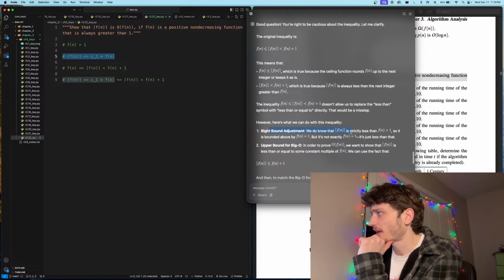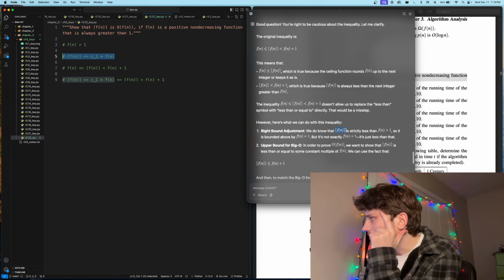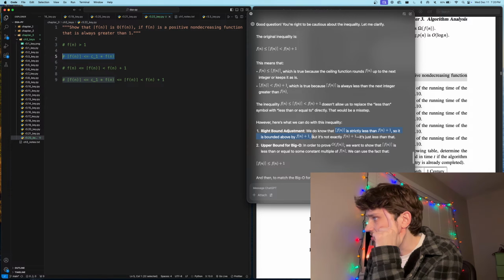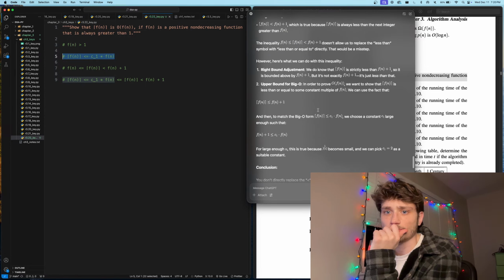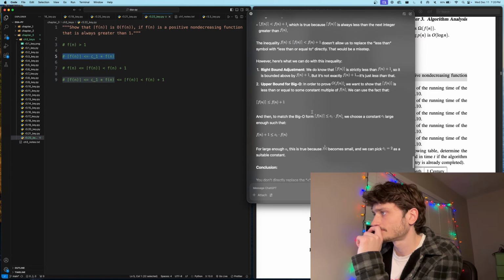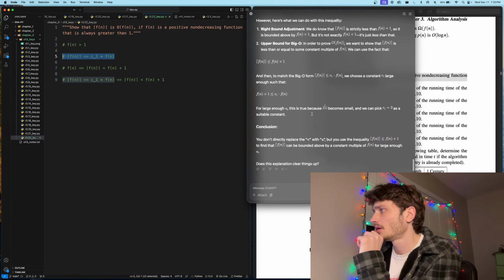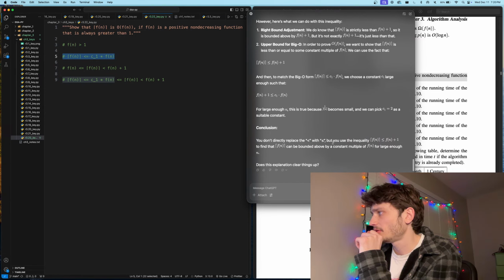Right bound adjustment. We know that the ceiling of f of n is strictly less than f of n plus 1, so it's bounded by f of n plus 1, not exactly f of n plus 1, so it's less than that. Upper bound of big O. To prove big O of f of n, we want to show that the ceiling of f of n is less than or equal to some constant multiple of f of n. You don't replace with, but you use the inequality.